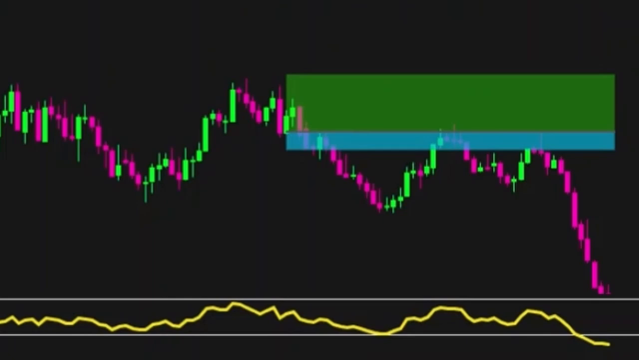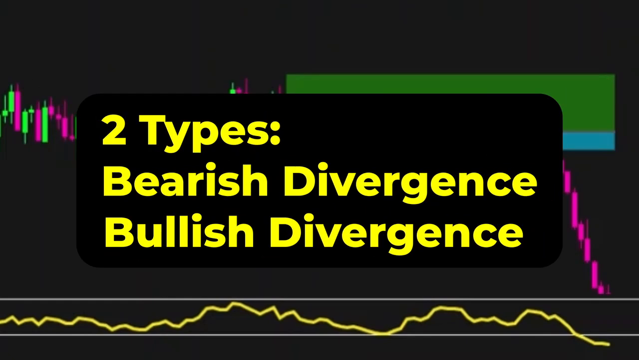The divergence occurs when price moves in the opposite direction of the RSI. The divergence indicates that the current price trend is weakening and a new trend may start very soon. There are two types of divergences which are formed in the market. The first one is the bearish divergence and the second one is the bullish divergence.